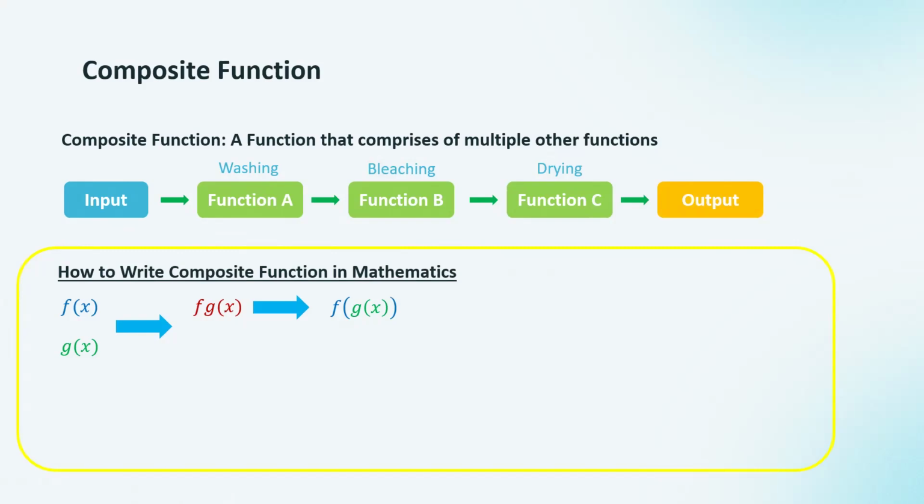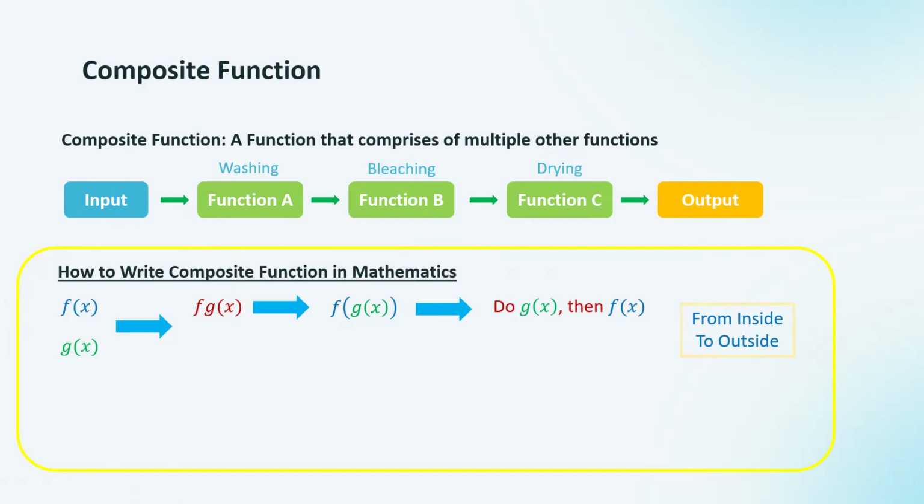Now, how do we actually solve for this composite function? So first, we are going to do g of x, and then we're going to do f. So we're going to do it from the inside to the outside. You might not understand it completely now, but we will get into the examples later on.